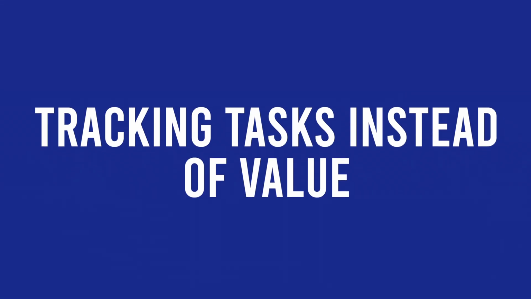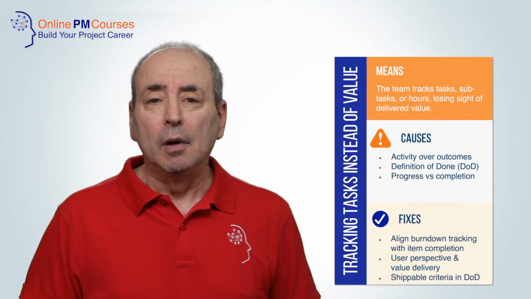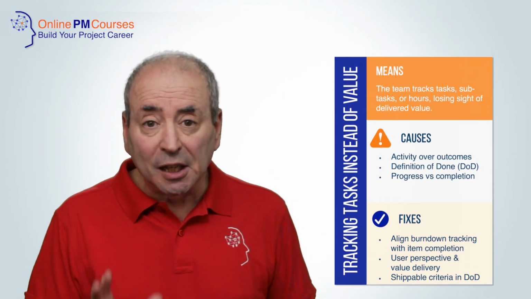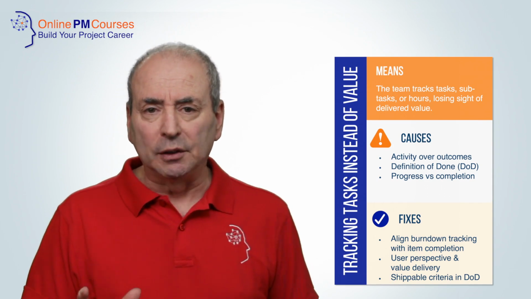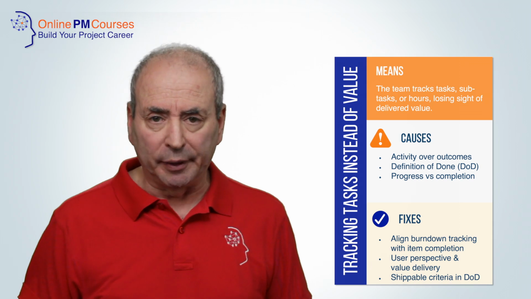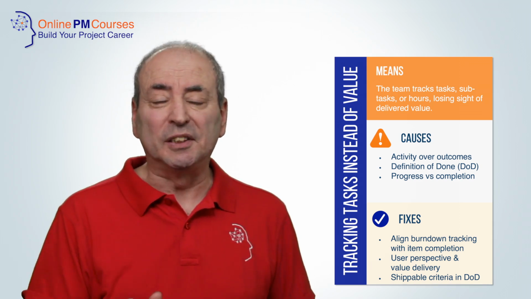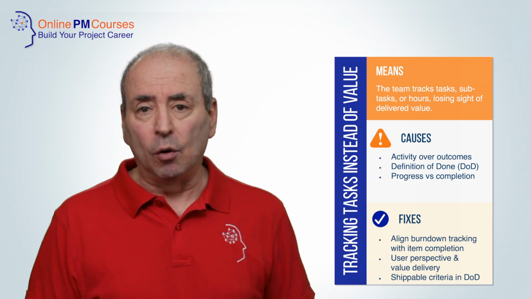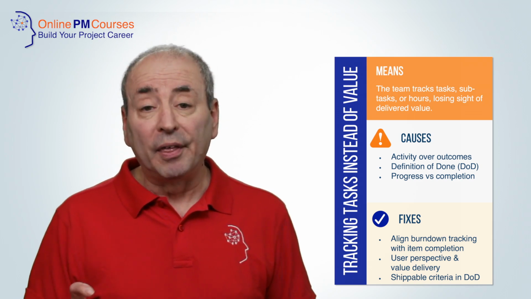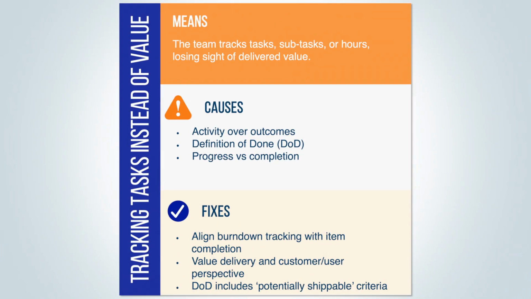Number 7, tracking of tasks instead of value. When a team tracks tasks and subtasks, or even hours, it can lose sight of the value of what it is delivering. This is a result of focusing on pure activity rather than on outcomes. That may come from a poor definition of done, or from a confusion between progress and completion.